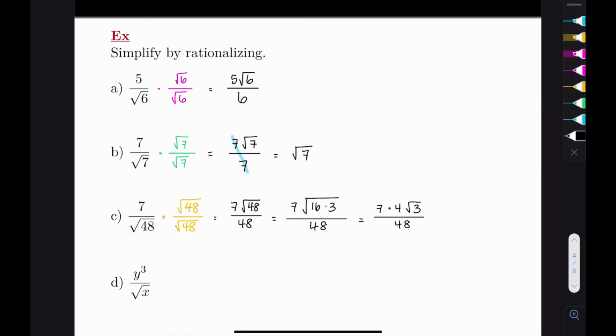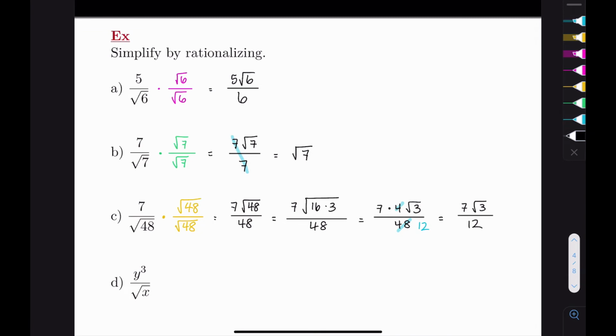Okay. Now 7 over 48 doesn't simplify, but if I take 4 and divide it by 48, it will simplify. So 48 divided by 4 ends up leaving us with a 12 in the bottom. So this simplifies to 7 root 3 divided by 12. Okay.